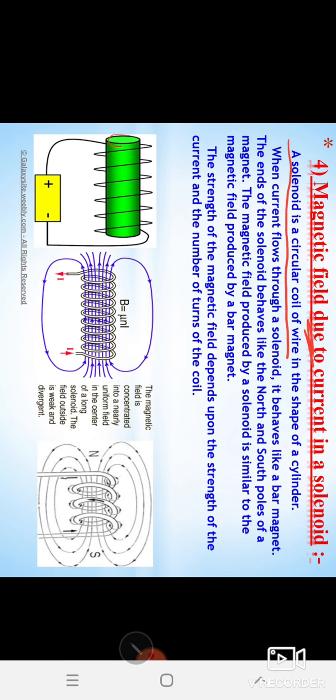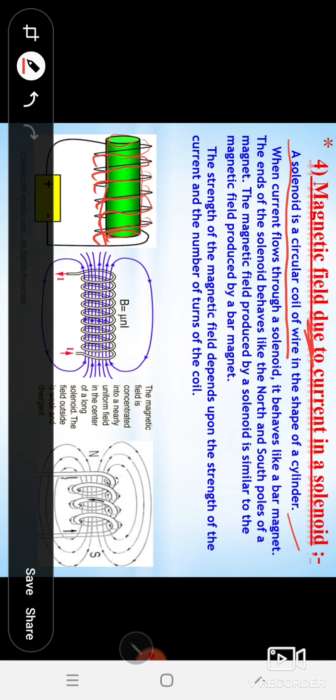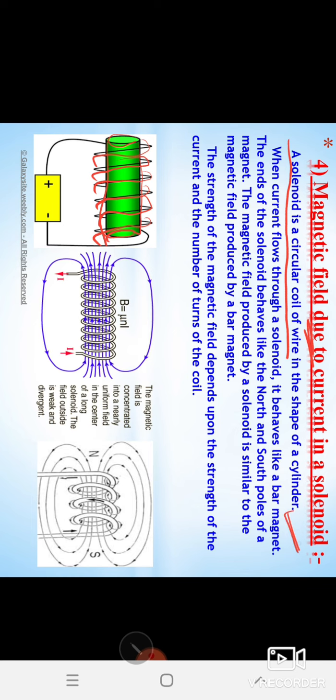For example, imagine that this is a wooden cardboard and copper wire is wound around the surface of this wooden cardboard in the form of a circle shape. So this is called a solenoid. A solenoid is a circular coil of wire in the shape of a cylinder.